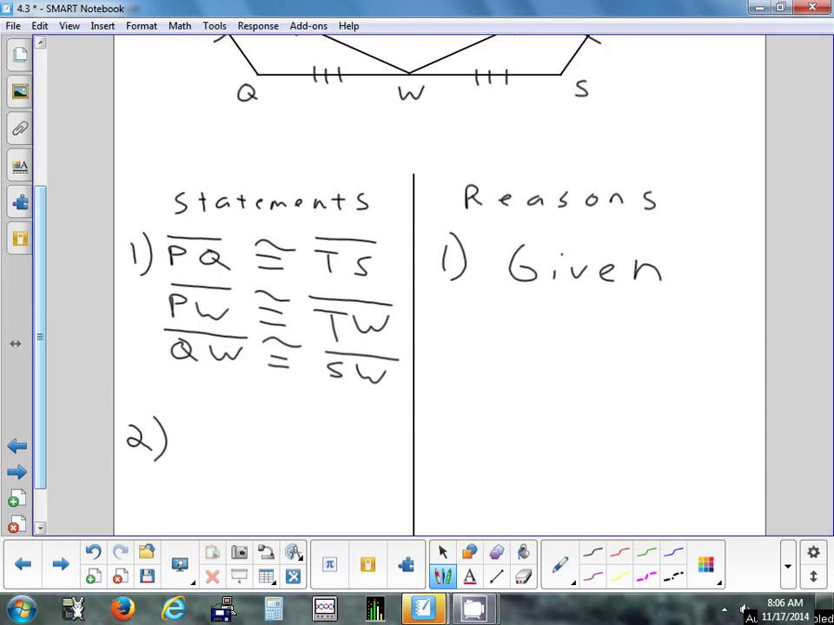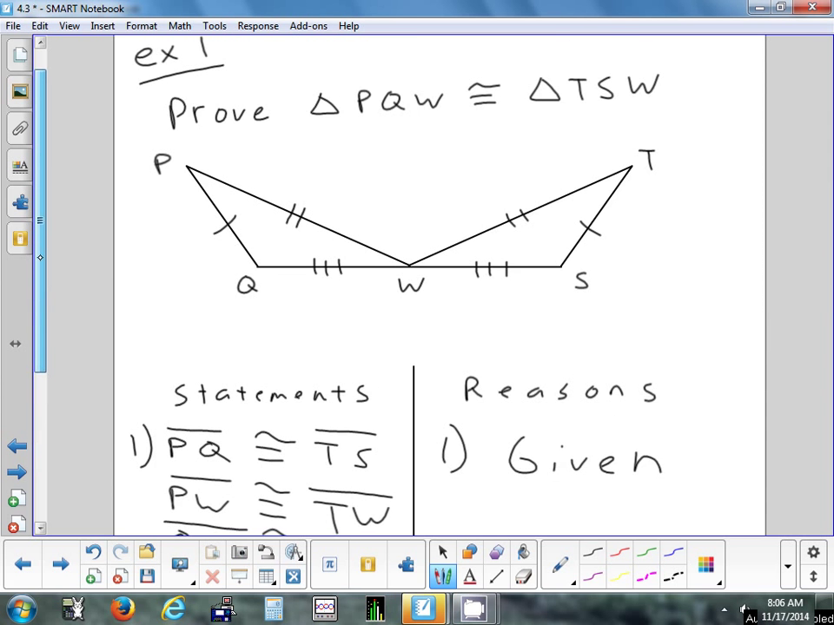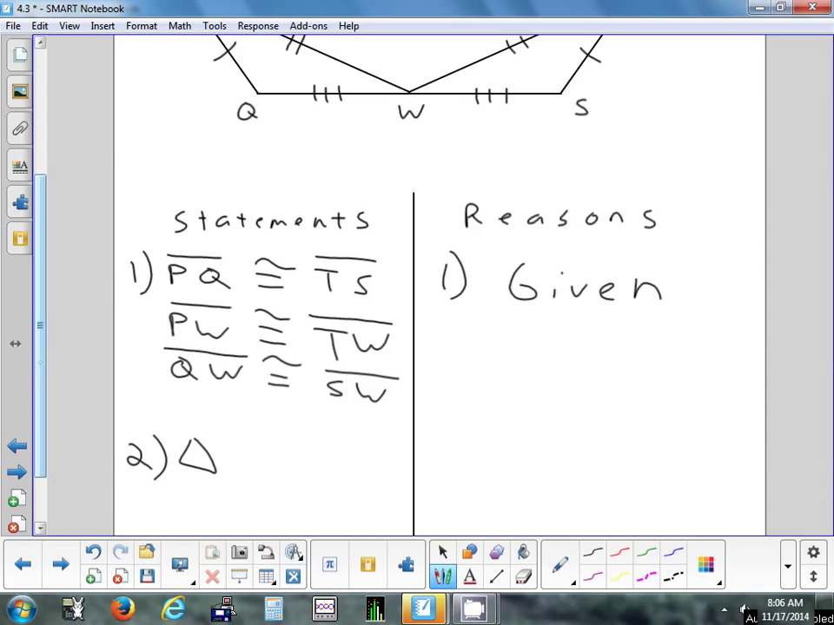Second step, and this will be our last step. We've now proven that the triangles are congruent. Okay, so now we can say the statement triangle PQW. And make sure when you're writing congruent statements, you don't use equals. Okay, make sure you use congruent.